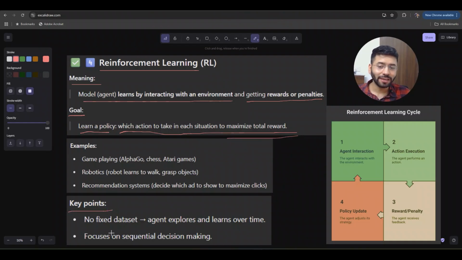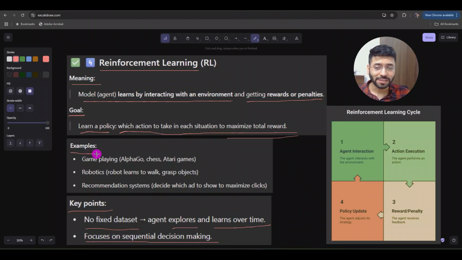The key point in it is that you don't have any fixed data set. So your model basically explores and learns over time. You don't have any rules and you don't have any labeled data. So you just make an action and based on the reward or penalty you decide whether it was a good thing or a bad thing, and basically keep in memory whether to repeat it or not. So it focuses on sequential decision making.